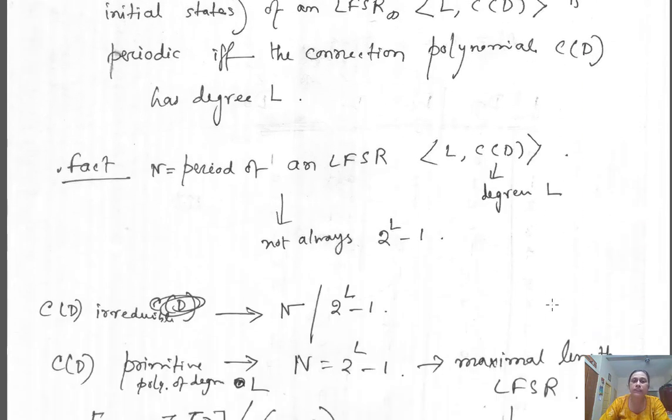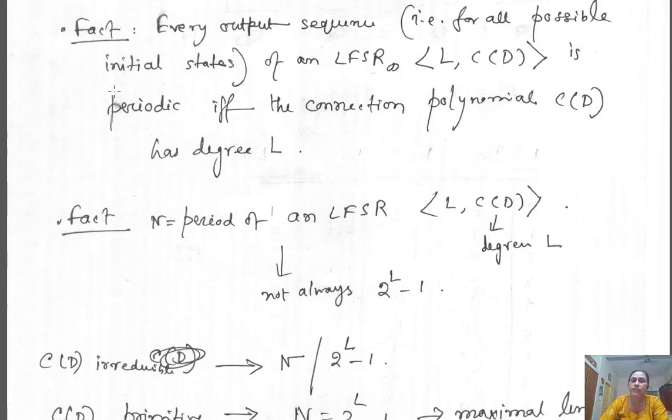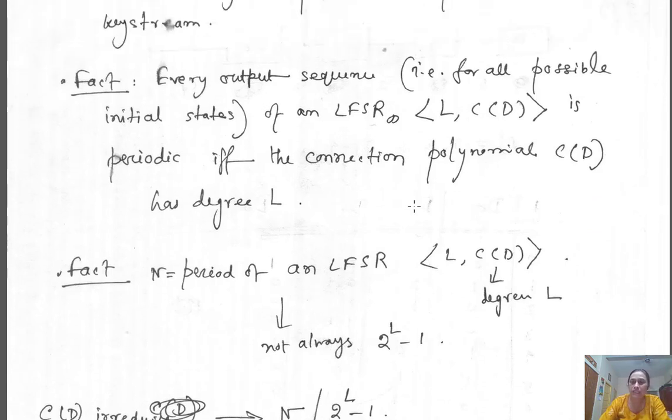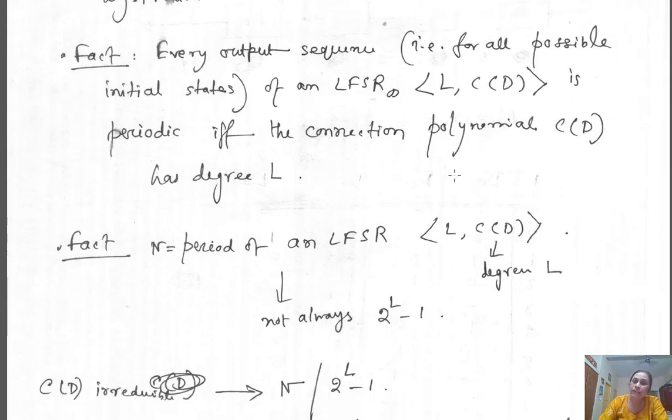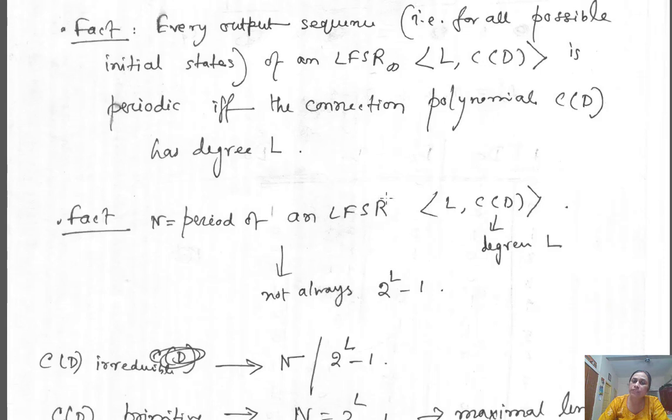Another thing, without proof, I am just stating these things. An LFSR is periodic if and only if the connection polynomial is non-singular, meaning the LFSR is non-singular. And if this LFSR has degree L, it does not mean it will always have a maximal period.